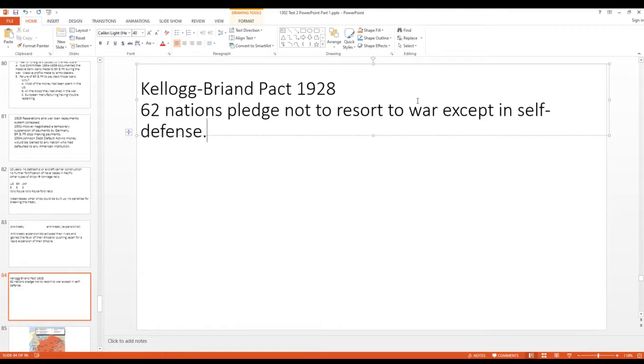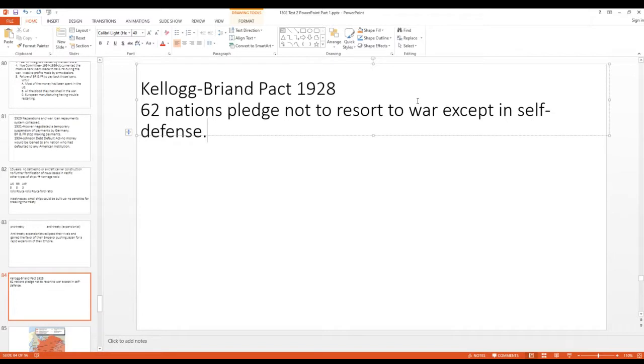Now, clearly, that did not work, because in 1939, the Germans will take a bunch of prisoners to the border between Germany and Poland, dress those prisoners up in Polish military outfits, shoot them, and then claim that Poland had invaded Germany and thus Germany could fight Poland in self-defense. So clearly Kellogg-Briand will be violated both in the spirit and the letter of the law.